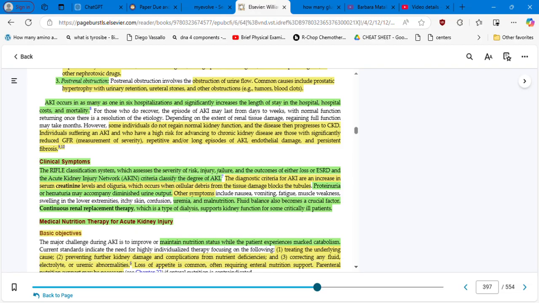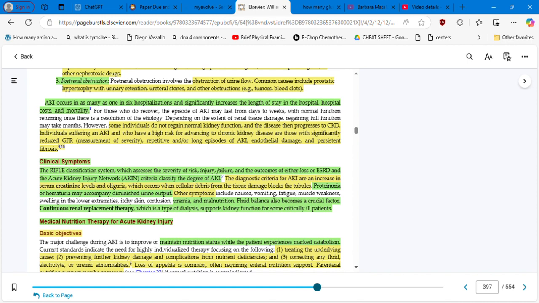Clinical symptoms. We have here the acronym RIFLE, the RIFLE classification, which assesses the severity of risk, injury, failure, and the outcomes of either loss or ESRD, which is your end-stage renal disease, and the Acute Kidney Injury Network criteria classify the degree of acute kidney injury.